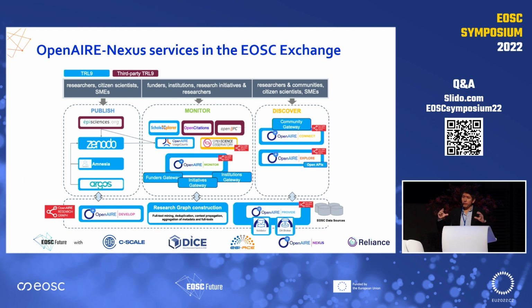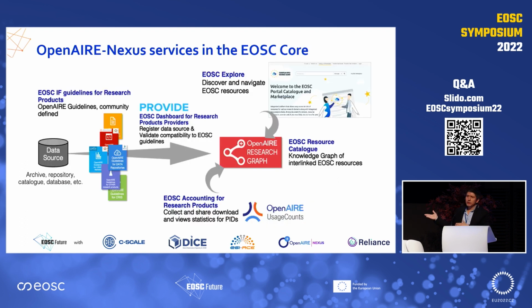And they are building on top of other OpenAIRE services that are part of or contributing to the EOSC core, which we can see here. So basically, the EOSC core contribution of OpenAIRE is coming from OpenAIRE Provide, which is a kind of dashboard for research data product providers where they can register the data sources that are compliant with the EOSC interoperability framework. This data is actually feeding then the OpenAIRE Research Graph, which is one of the key parts of the EOSC resource catalog that then can be used by EOSC Explore for discovery of research data products, or EOSC Accounting for getting statistics of the usage of research data products.